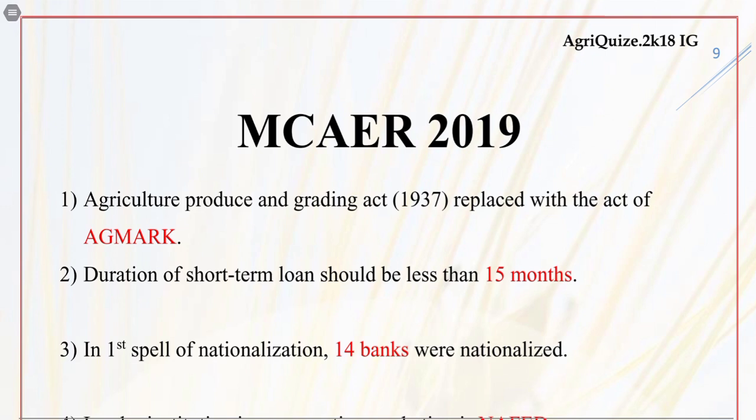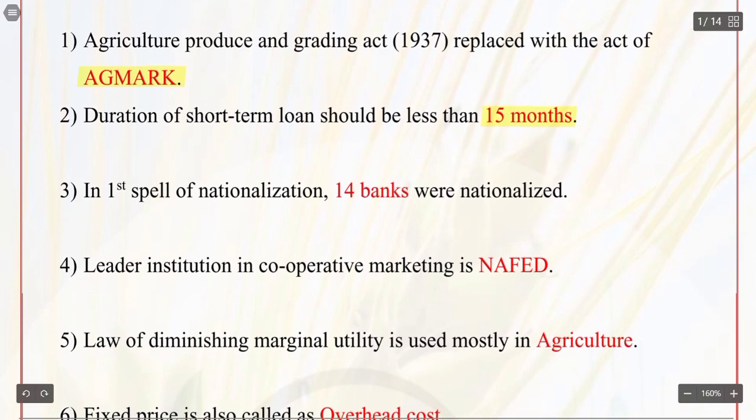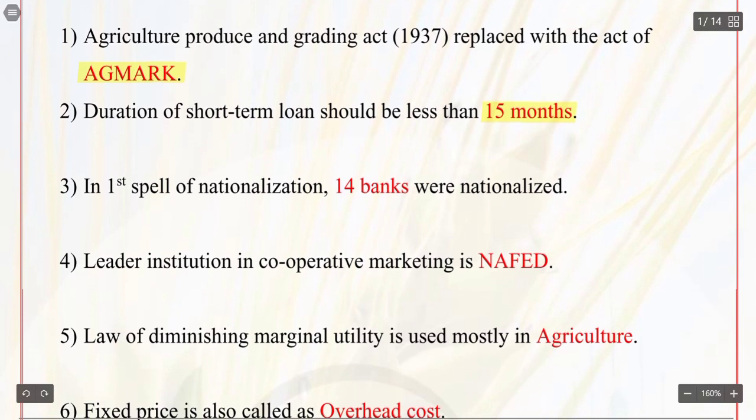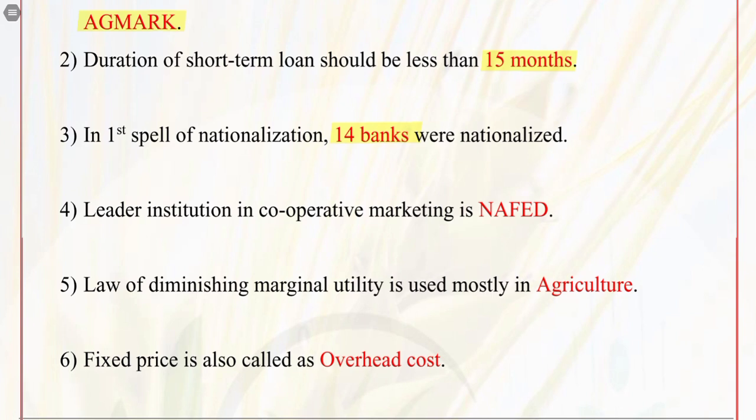Question number 1. Agriculture Produce and Grading Act replaced with the Act of AgMark. Next, duration of short-term loans should be less than 15 months. Next, in first spell of nationalization, 14 banks were nationalized. Next, leader institution in cooperative marketing is NAFED, that is National Agricultural Cooperative Marketing Federation of India.